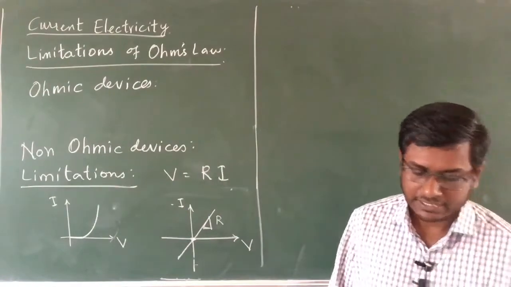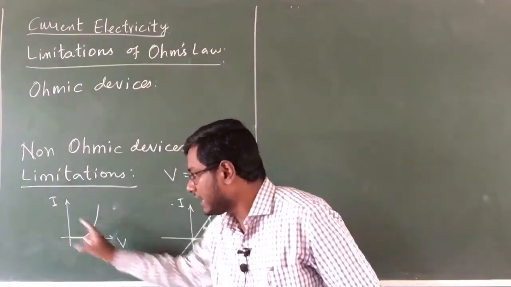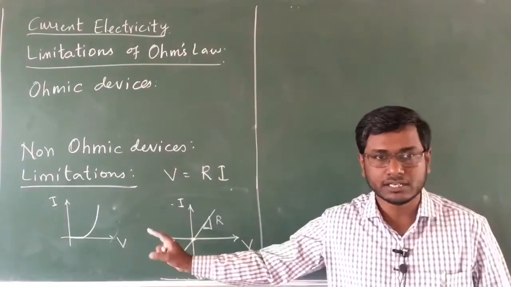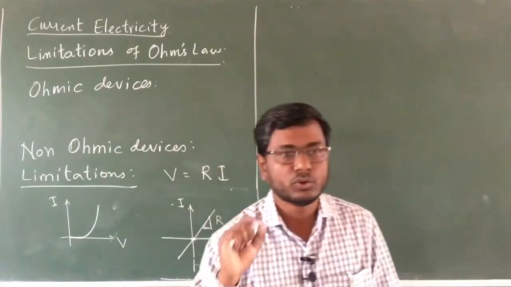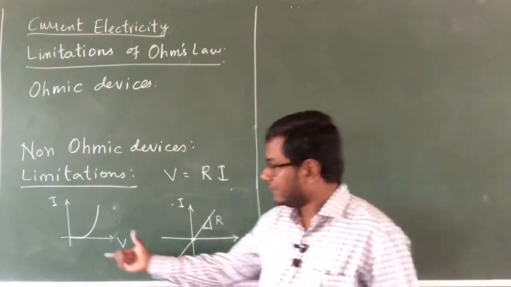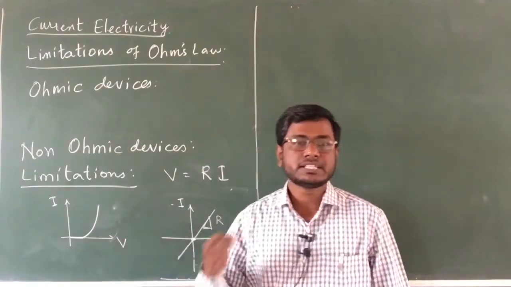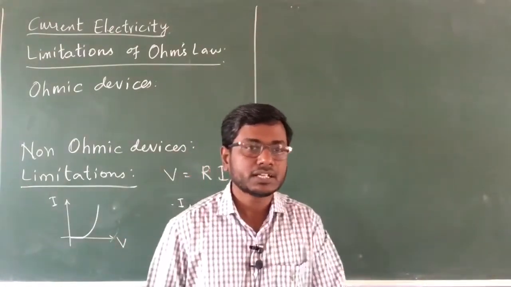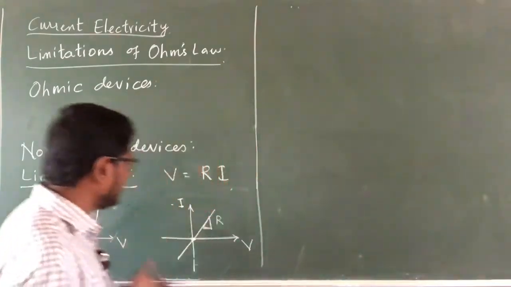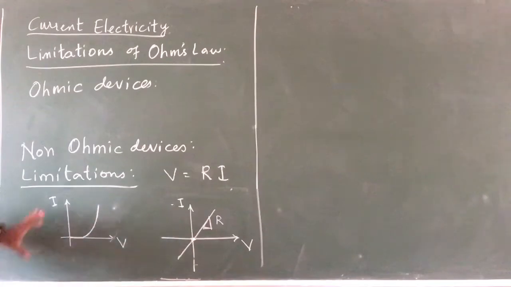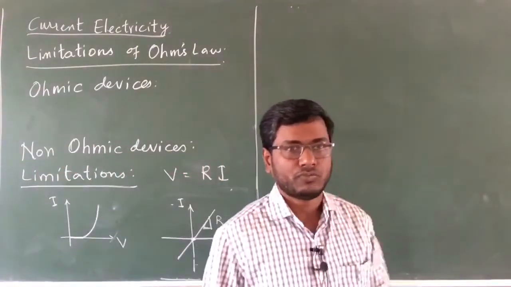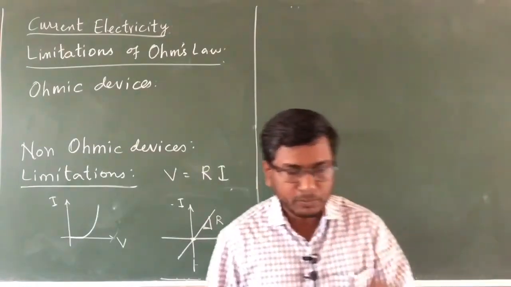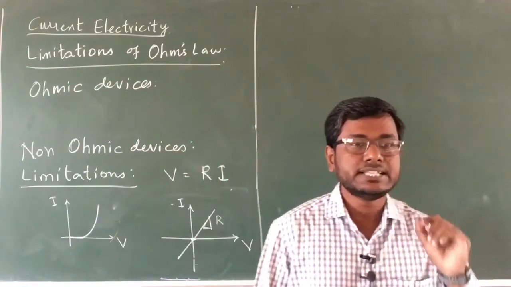So, what is happening here is that the relationship between V and I is non-linear. It is a curve. If it was linear, it would be called an ohmic device obeying Ohm's law. Whereas our p-n junction diode gives a characteristic curve which is a non-straight line, a non-linear curve. In that case, we call this kind of device a non-ohmic device, and there we cannot apply Ohm's law. So, that is the first limitation: the relationship between V and I is non-linear.